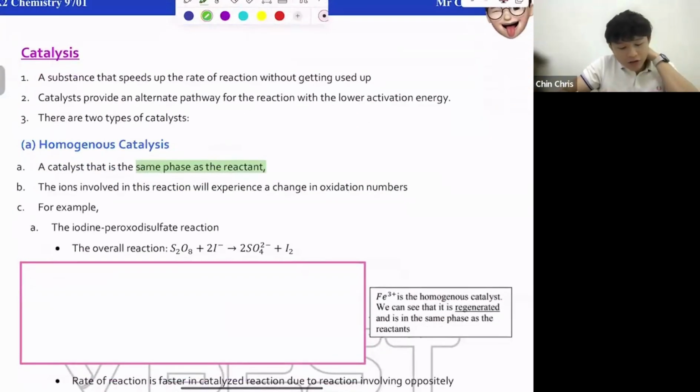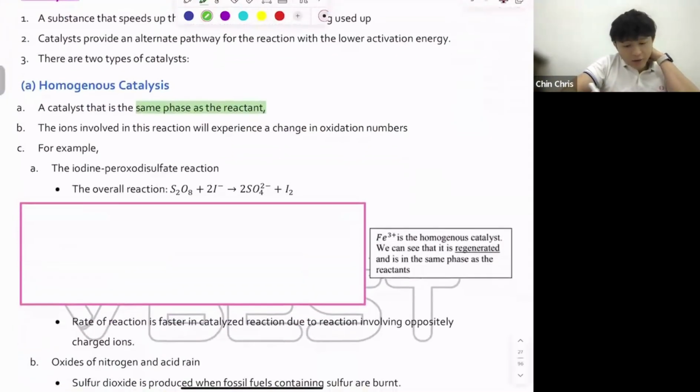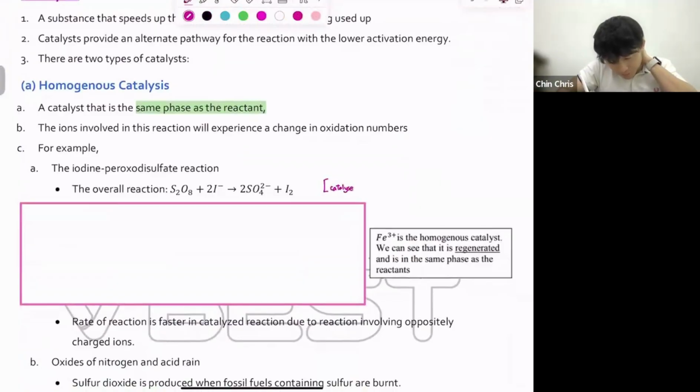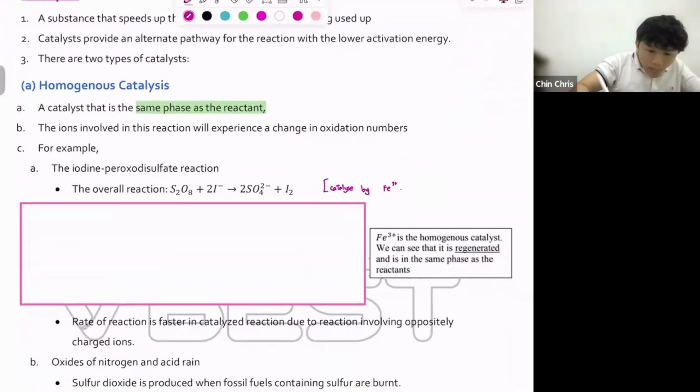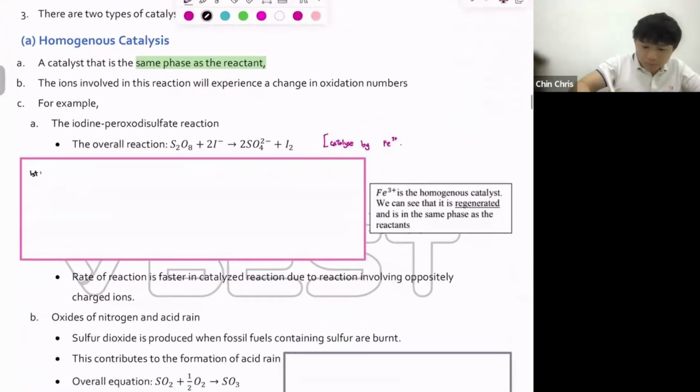Okay, so for example, we have the iodide peroxydisulfate reaction. This reaction is catalyzed by Fe3+. Do you have the rate equation? No, I don't have it. Since I do not have the rate equation, it's fine. So, guys, I'm going to give you the equation and I want you to complete it. So first, I have Fe3+ and I minus. Put 2I minus first.